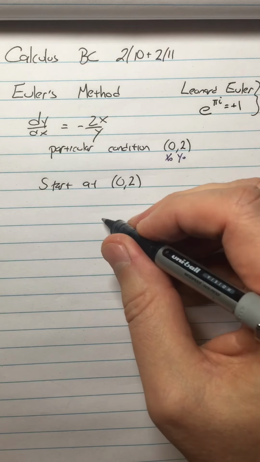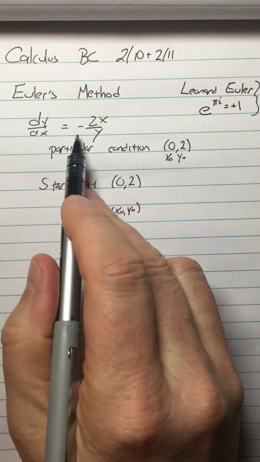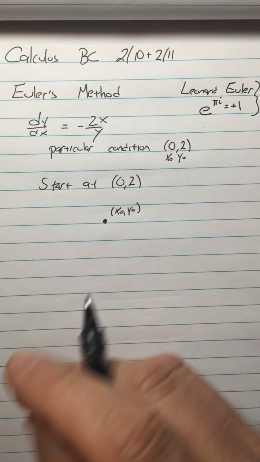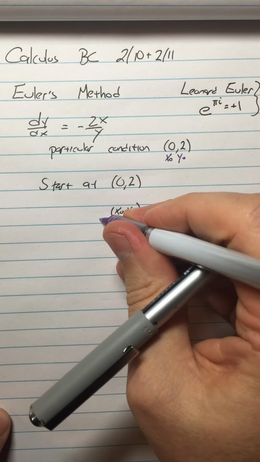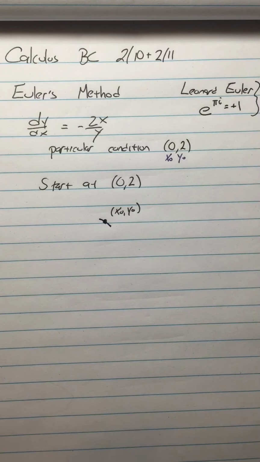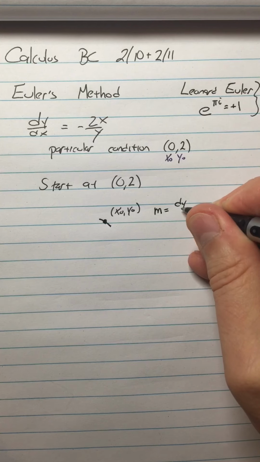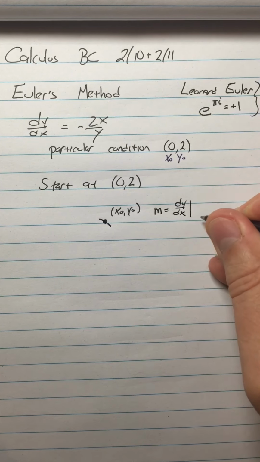All right, so here's the basic idea. I have a point (x0, y0). Now, I don't have an equation for the function I'm looking for, but I have an equation for dy/dx. So I know what the slope is at this exact point. In fact, that slope is dy/dx evaluated at (x0, y0).